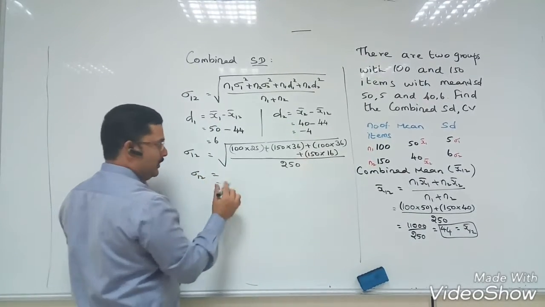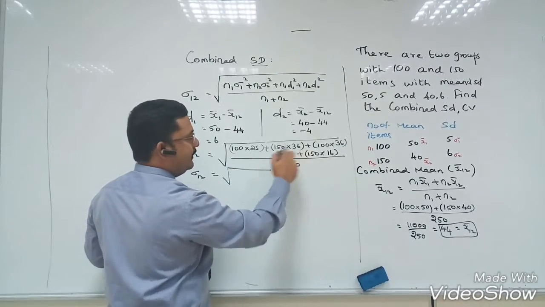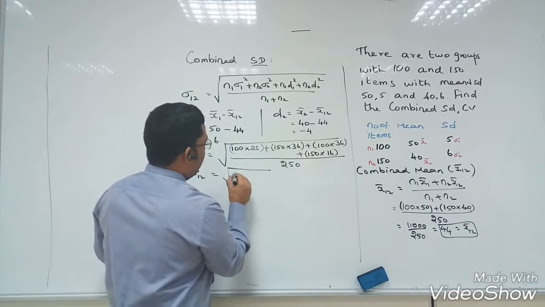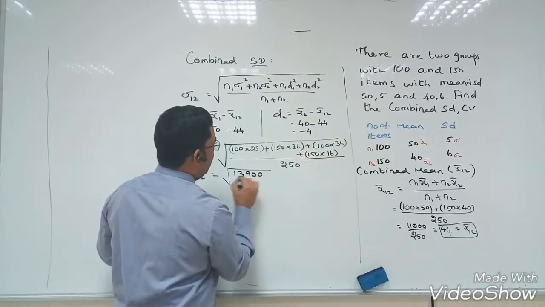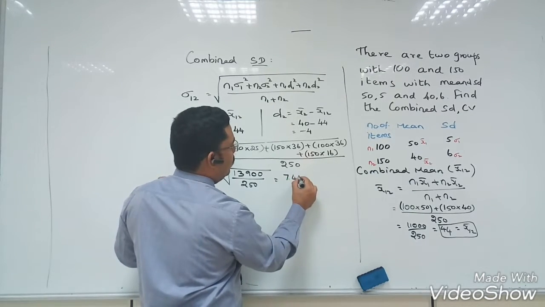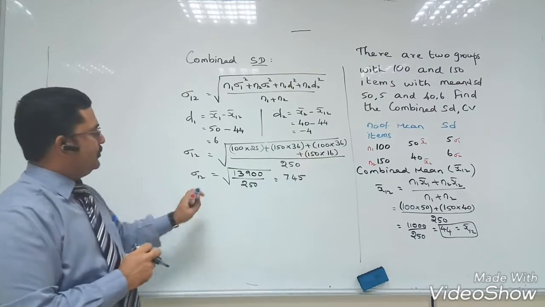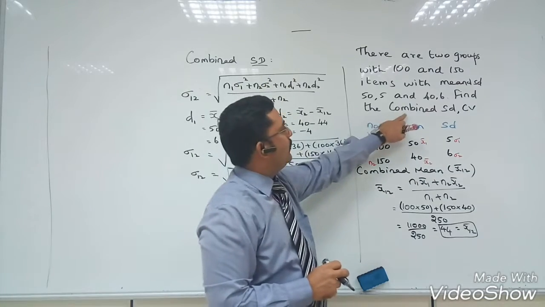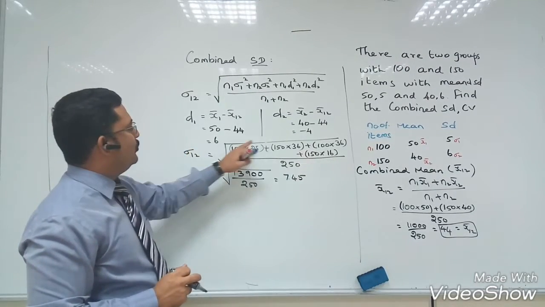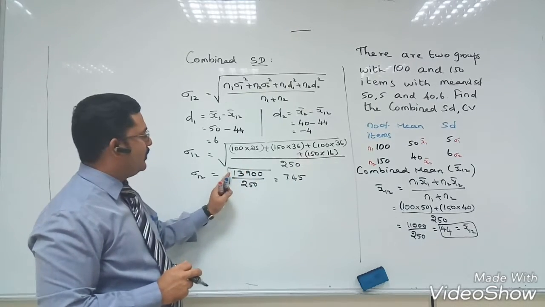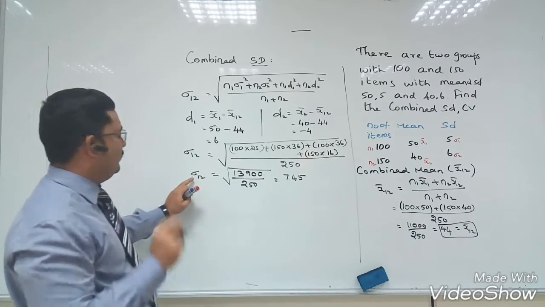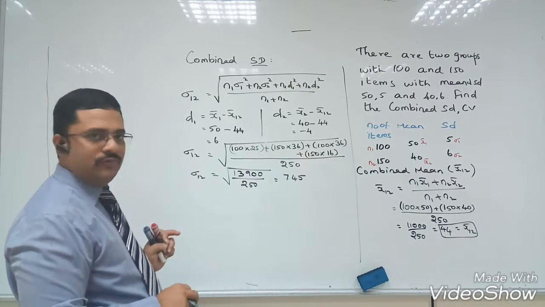So sigma 12 is equal to the square root of the summation of the products. I already have a calculator, and the solution is 13,900 divided by 250, and after taking the square root, this becomes 7.45, which is the combined standard deviation of the two items given. If you need the combined variance, simply remove the square root; this division is your solution for the combined variance. The combined standard deviation is 7.45, which we notate as sigma 12.